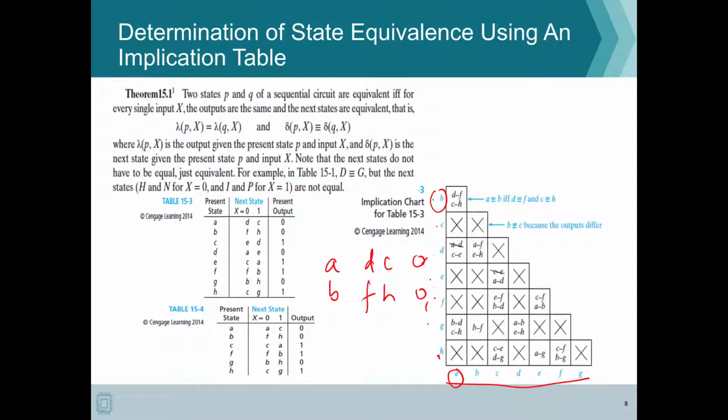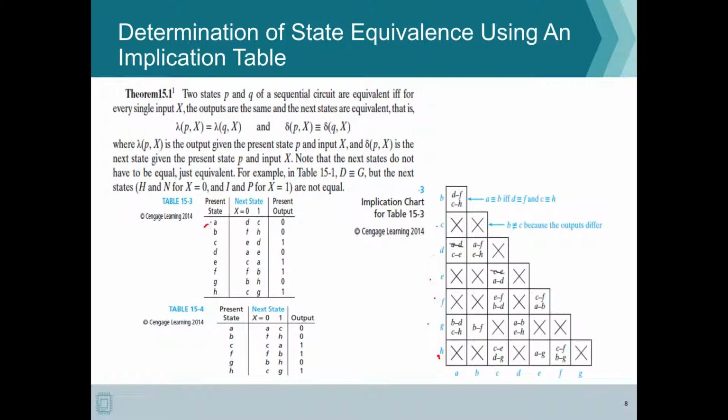Now, since the outputs are the same, there is a possibility that they could be equivalent, provided D is equivalent to F and C is equivalent to H. So if these two conditions are met, then we could probably say that A and B are equivalent, because these conditions are actually implying that A and B can be equivalent. So that's why it's called an implication chart. Instead of representing them as the equivalent sign, we can also just simply put a dash, which is to indicate a pair of equivalency, that is D should be equivalent to F and C should be equivalent to H.